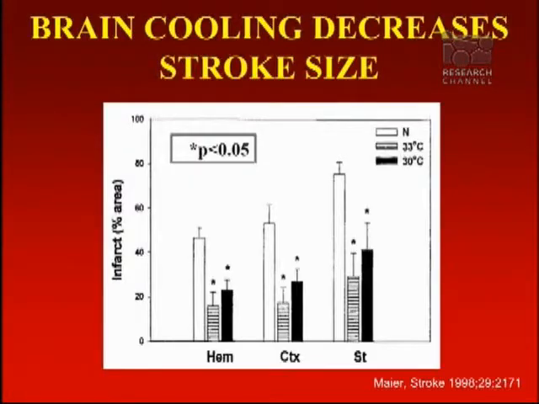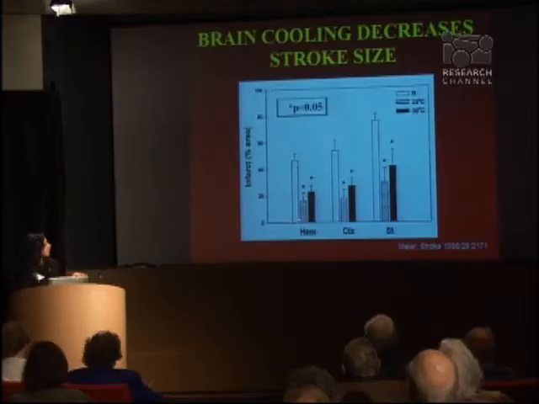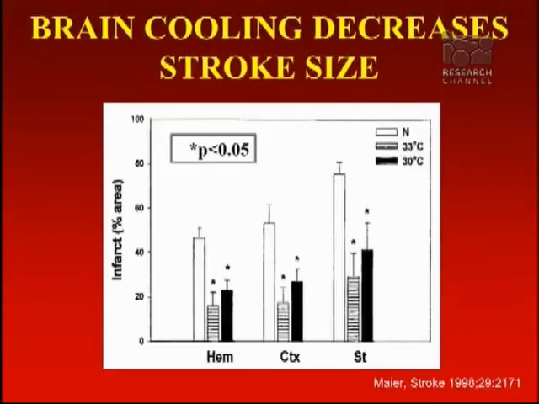In some research that was done here at Stanford by Dr. Meyer-Albers, what you can see, it's kind of a difficult slide to see, but basically this is in mice. At normal temperature, the mice had strokes as big as these white bars. But if you cooled them down, you could see that the size of the strokes in these 3 locations of the brain were almost half to a third of the size.